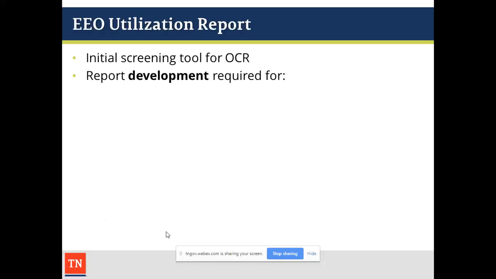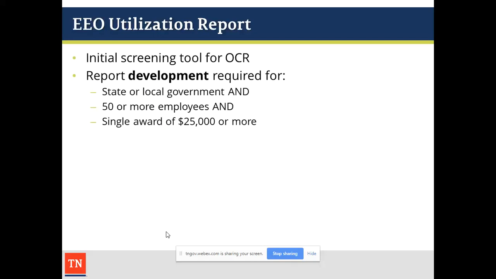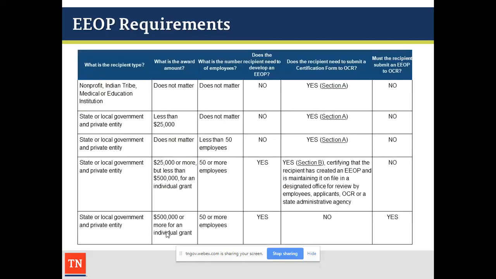So what is an EEO utilization report? It's an OCR screening tool, and it is required to be developed for any state or local government that has 50 or more employees and a single award of $25,000 or more. So if you're not a state or local government, or you have less than 50 employees, or your award is less than $25,000, then you're not going to have to develop the EEO utilization report.